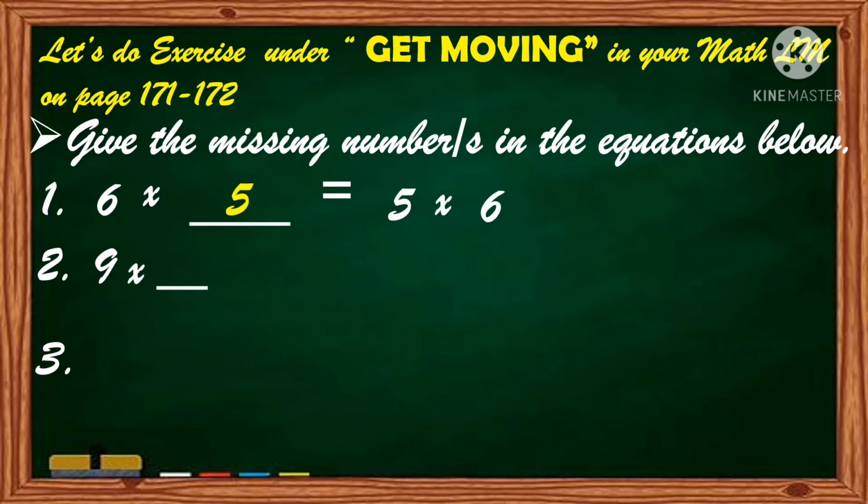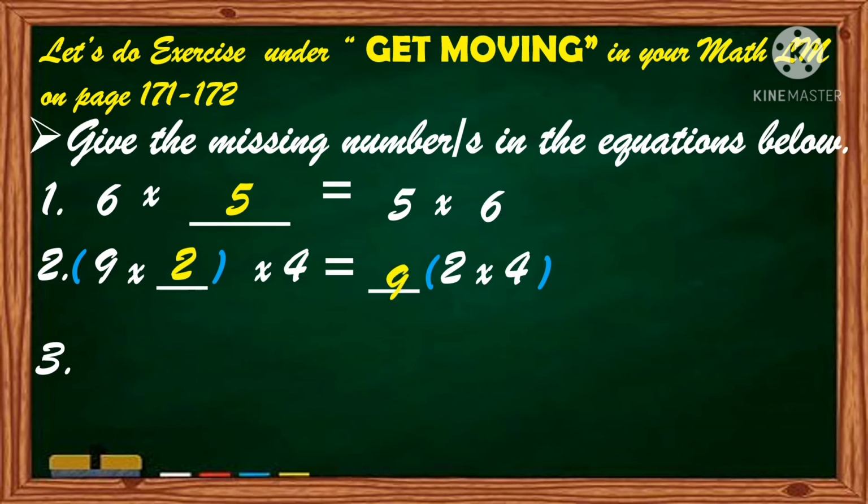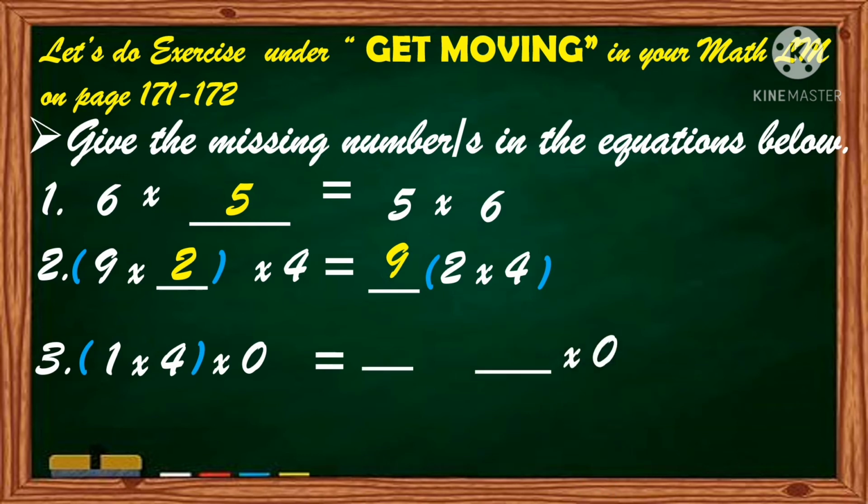Number 2. 9 times blank times 4 equals blank, open and close parentheses, 2 times 4. What are the missing numbers? Okay, 2 and 9.